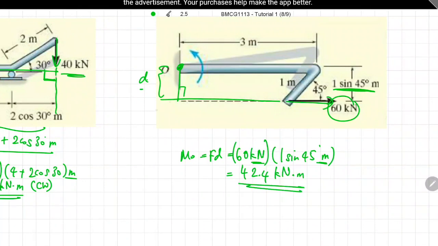So this kind of direction, kalau you tengok dia ke kanan, and then there is a tendency for it to rotate counterclockwise. So include that in your answer as well.